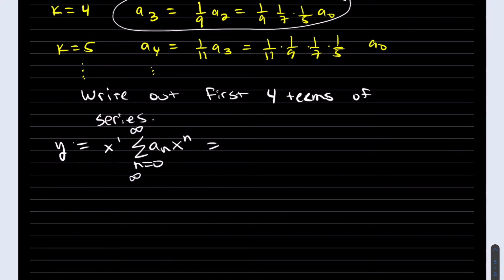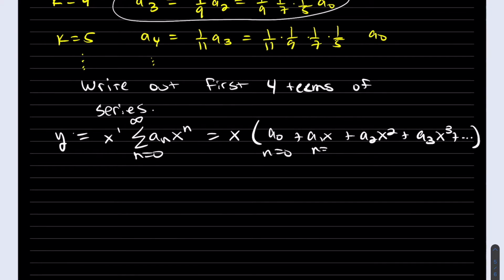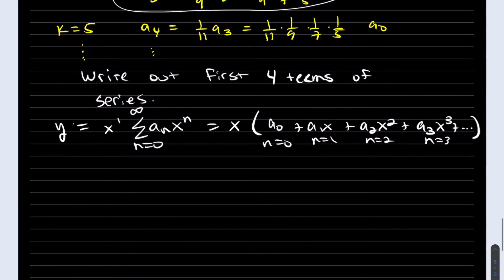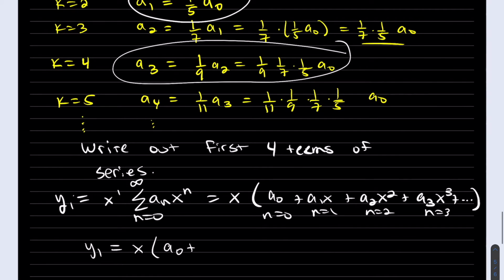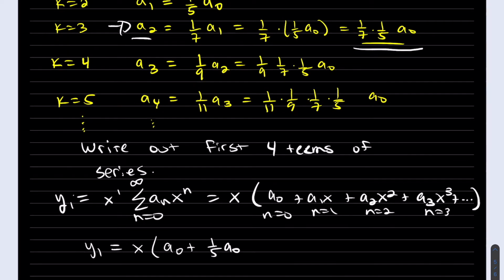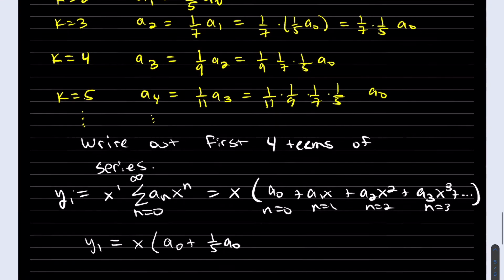So writing out the first 4, n equals 0, a naught. So we get a naught plus a1x plus a2x squared plus a3x to the third. That's n equals 1, n equals 2, n equals 3. So there's 4 terms. So this is y1. a1 up here, it's right here, 1/5 a naught. So a1 is 1/5 a naught times x.